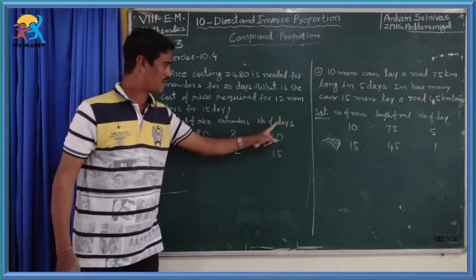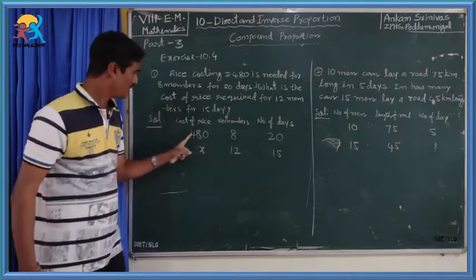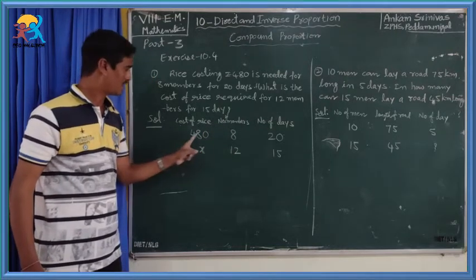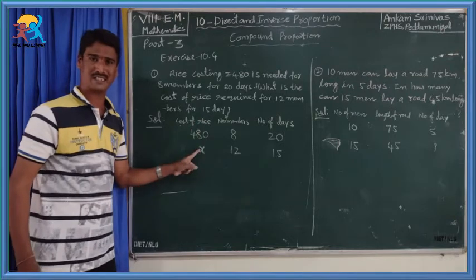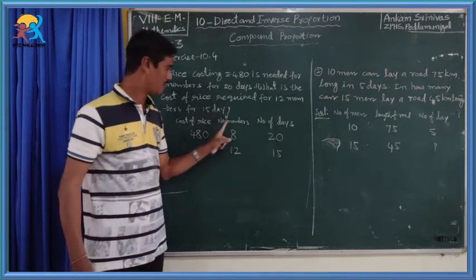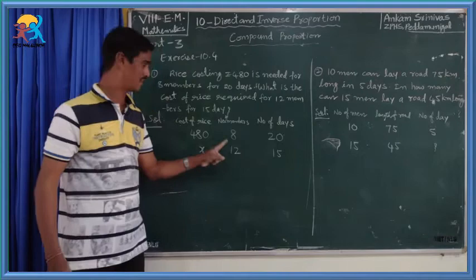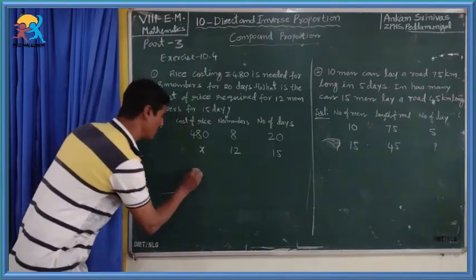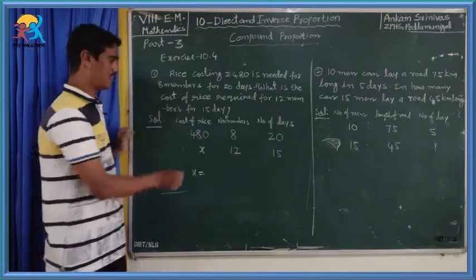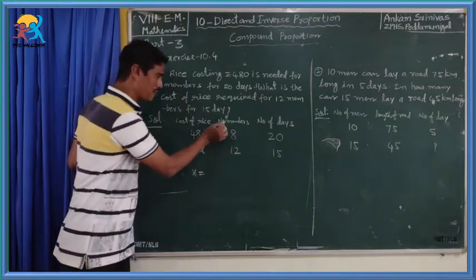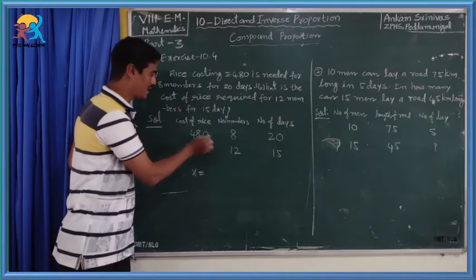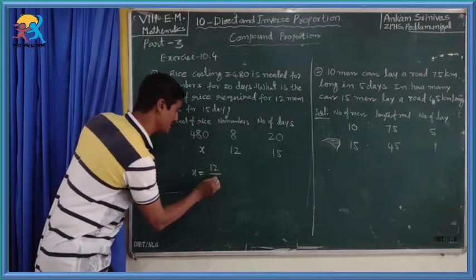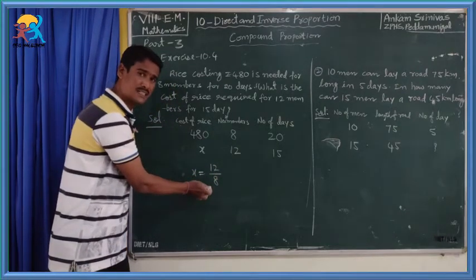So, if the number of days is the constant, if the number of members is increased, then the cost of rice will also be increased. That means if the number of members is more, then the cost of rice is also more. So, in this case, we will get more by less. Why more by less? Number of members is more, the cost of rice is also more. So, more by less.